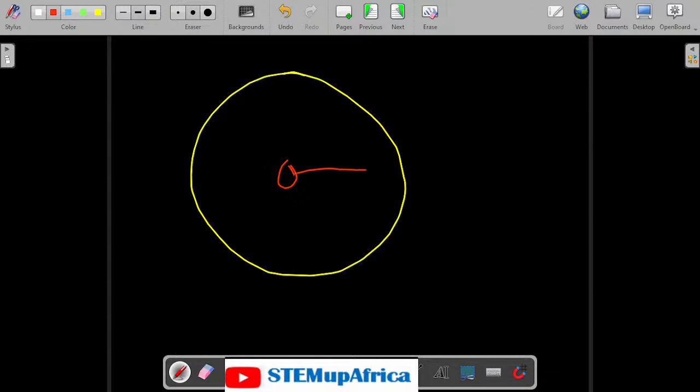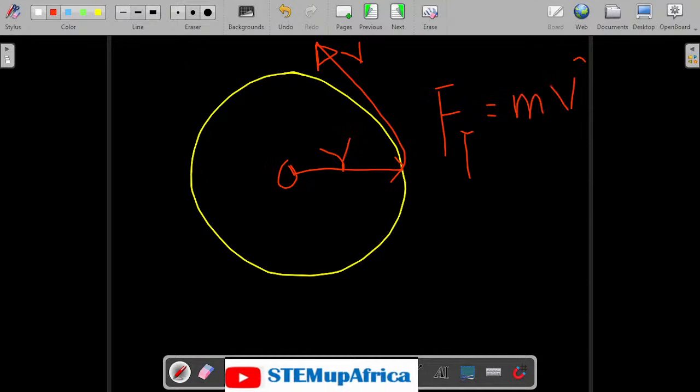So this is a circle now. Every circle has a center. From the center, I call it center O, from the center to any point on the circle is the radius. So this body moves with a constant velocity v, which is tangential to the circle. The force that keeps an object towards the center of the circle, we call that the centripetal force. And from the concept of centripetal force, Fc, the formula is mv squared over r. That's the formula of centripetal force.